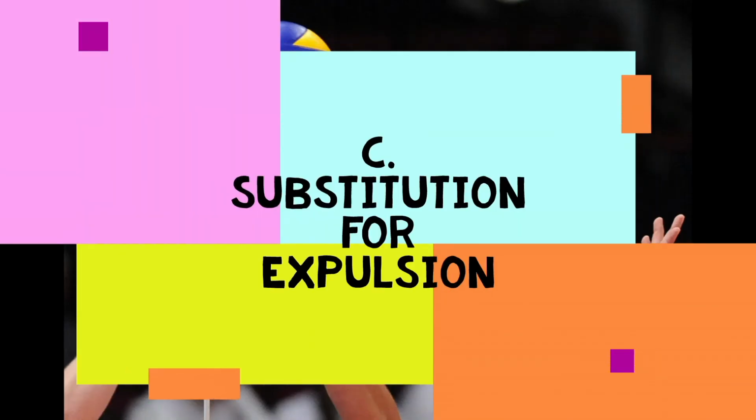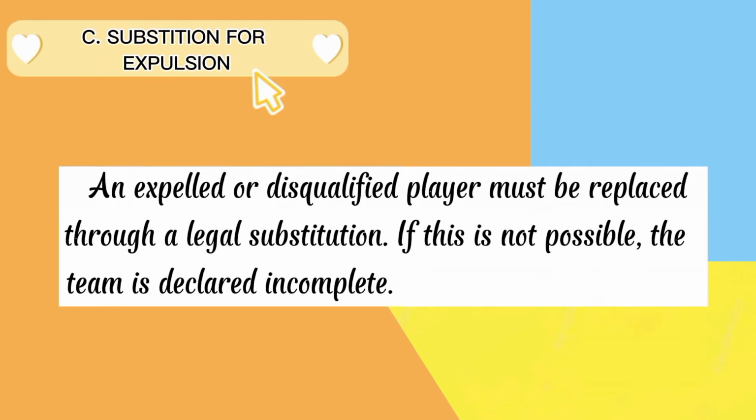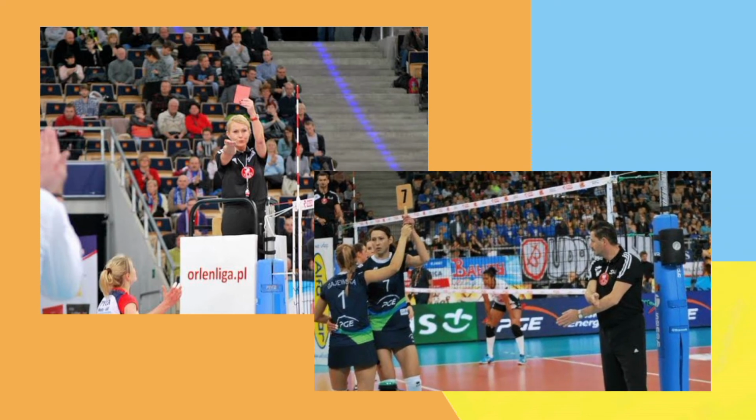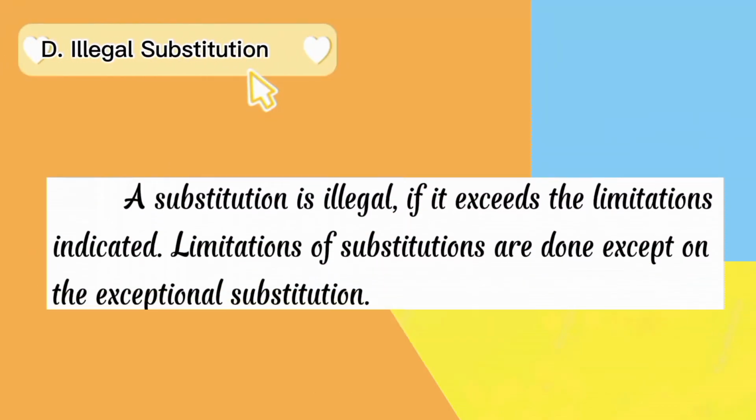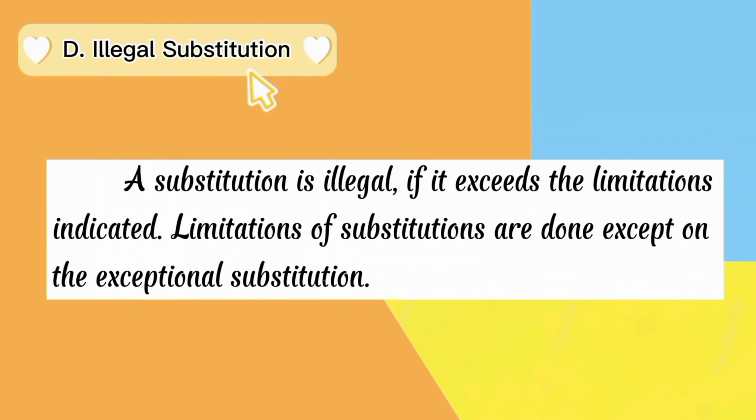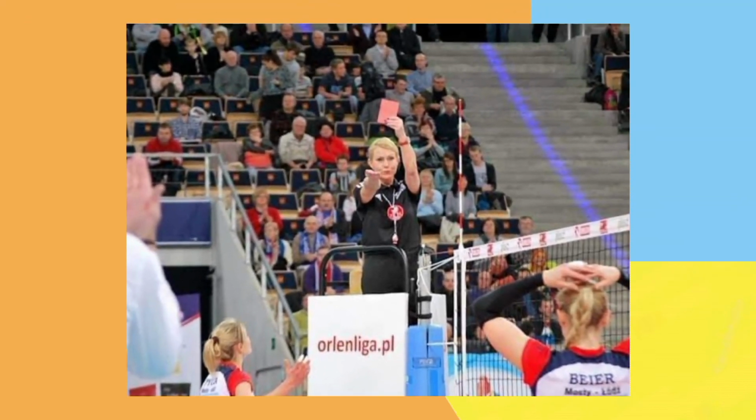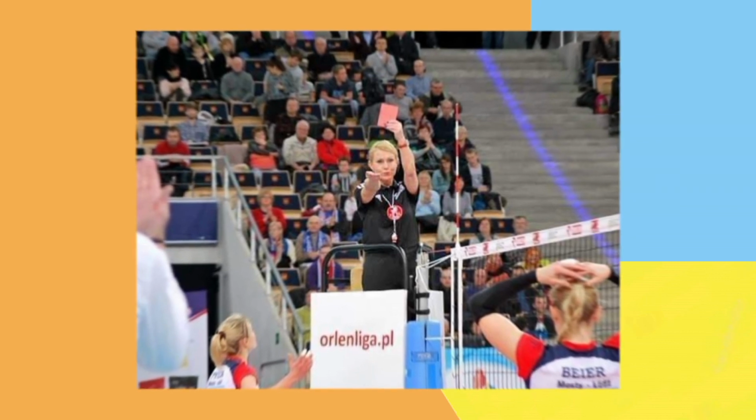C. Substitution for expulsion. An expelled or disqualified player must be substituted through a legal substitution. If this is not possible, the team is declared incomplete. D. Illegal substitution. A substitution is considered illegal if the team has exceeded the limit of substitutions during a game or when a player is replaced with an unregistered player.